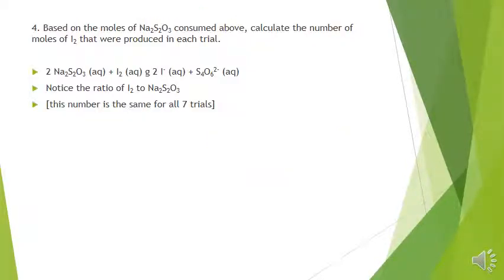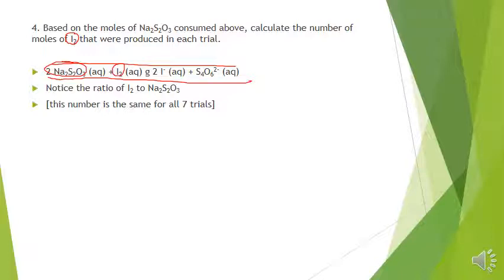Now step number 4, you're going to take the data that you just had, and you're going to find out how much I2 is produced. If you look in the procedure, you'll see the balanced equation says that for every 2 sodium thiosulfate, you have 1 I2.